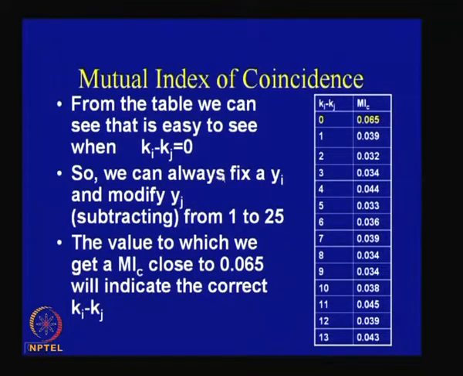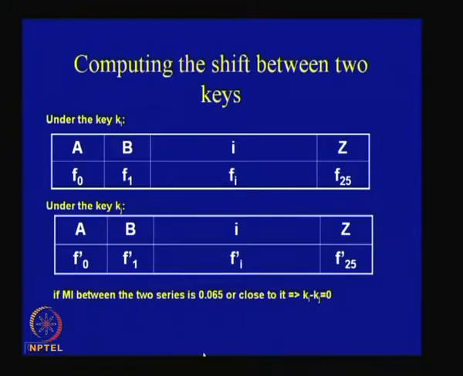So what you can do is that you can always fix a yi, and you can modify the corresponding yj by subtracting from 1 to 25, and then the value for which we get an MIC which is close to 0.065 will actually indicate the correct value of Ki minus Kj. So you can actually try to understand using this.